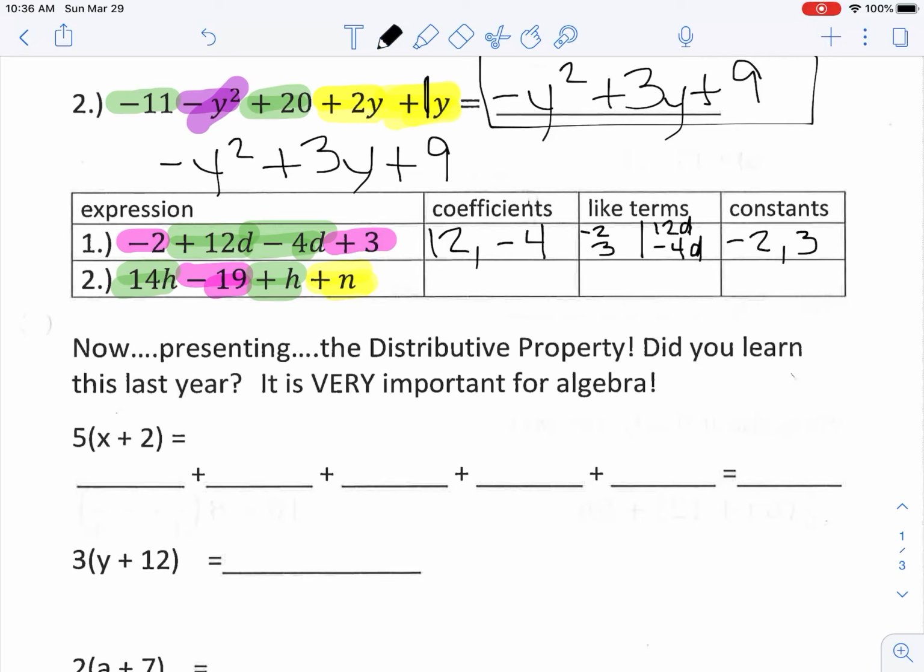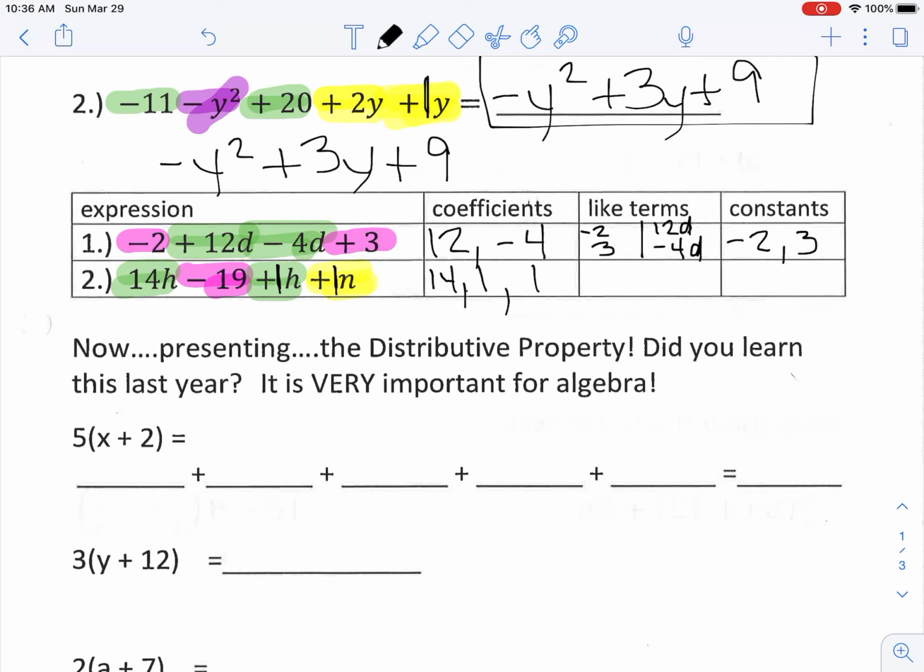All right, so coefficients. Coefficients, the number attached to a variable. I'm going to go ahead and put that invisible 1. Remember, we don't want to forget that. There's an invisible 1 in front of that h, and there's an invisible 1 sitting in front of that n. So I've got a 14 attached to an h. I've got 1 attached to an h, and I have a 1 attached to the n.